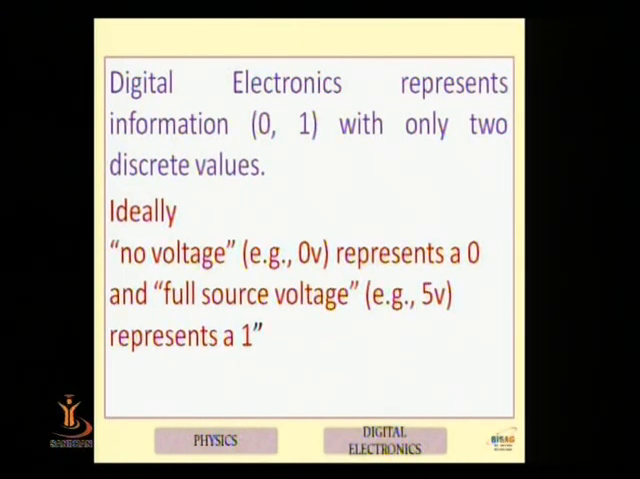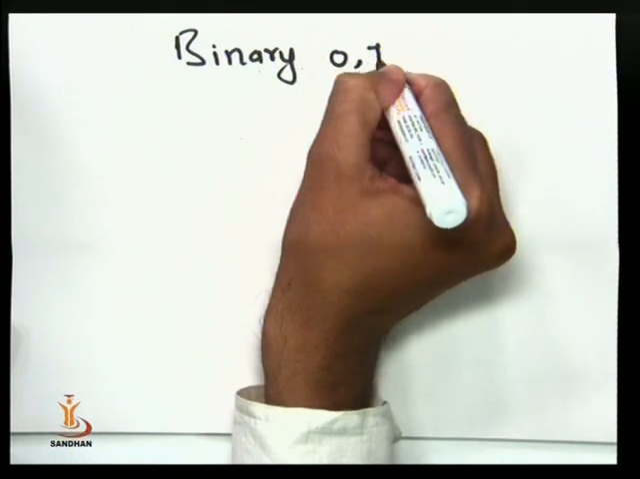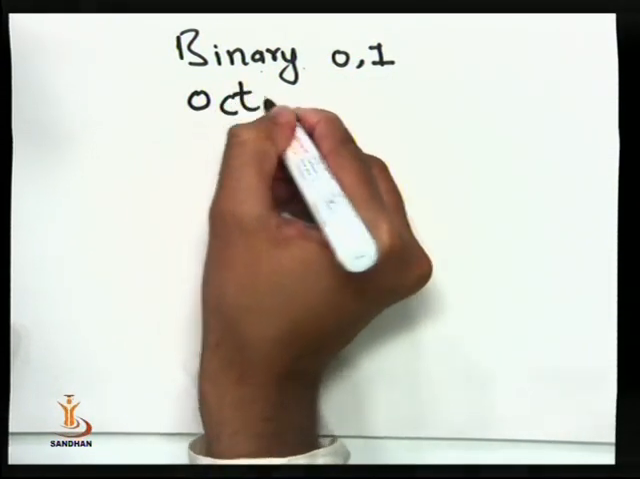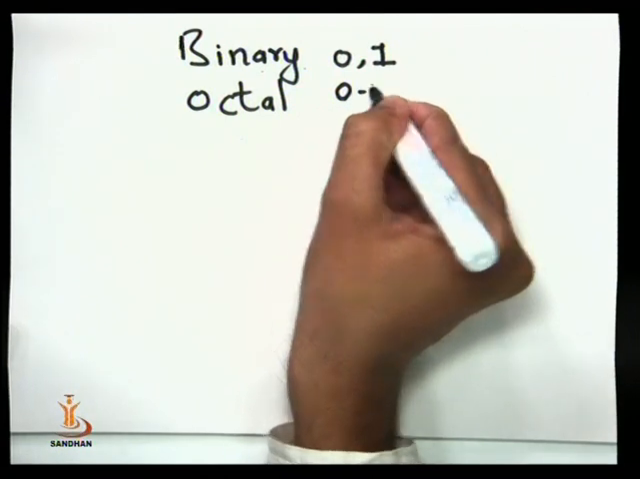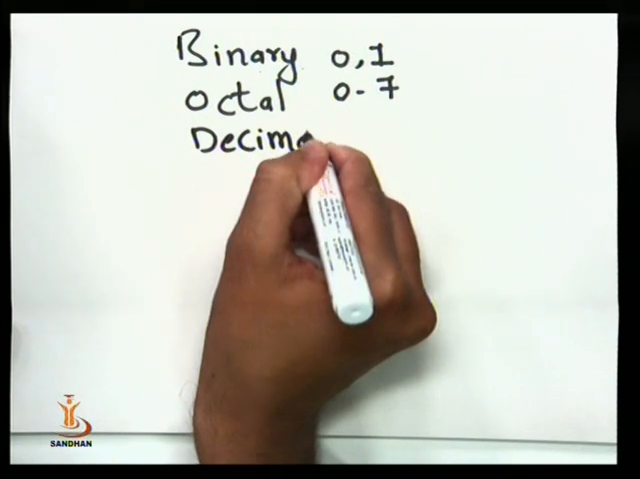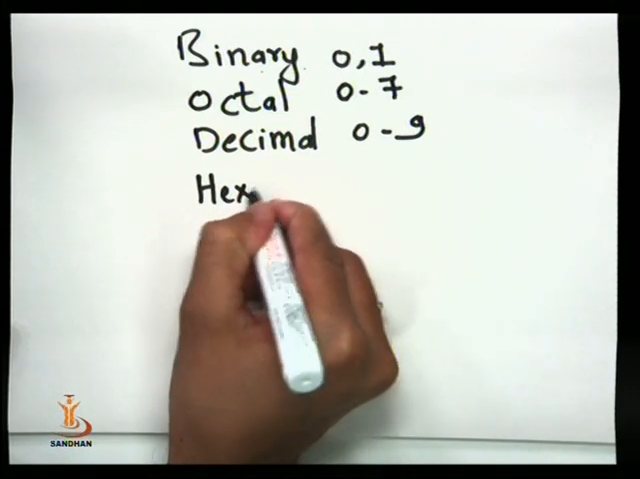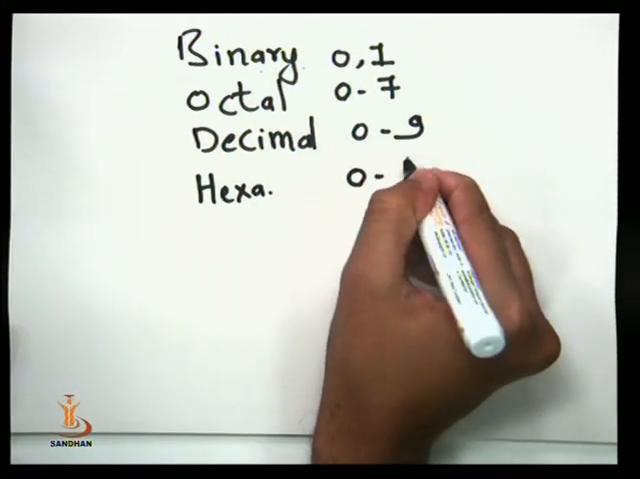Now what is the relationship between all these 4 number systems? We should know the relationship between them. First of all, I told you the binary number system. Binary means 0 and 1. Then comes the octal number system, which is 0 to 7. Then comes the decimal number system, which ranges from 0 to 9, and then the hexadecimal number system, which ranges from 0 to F.